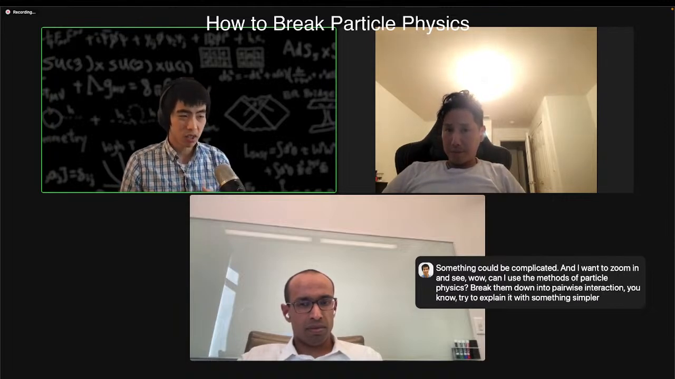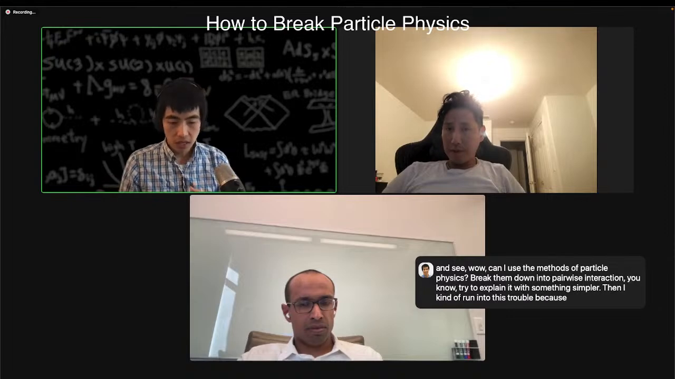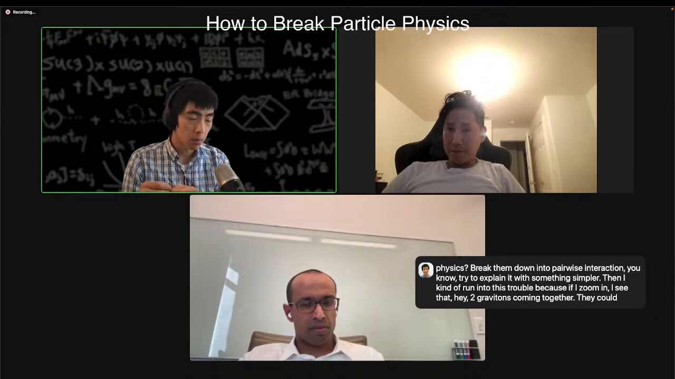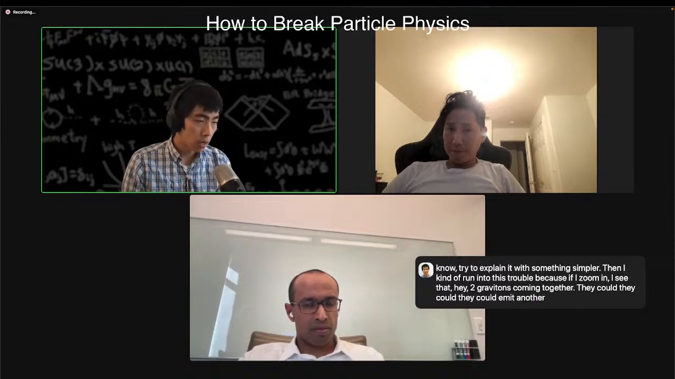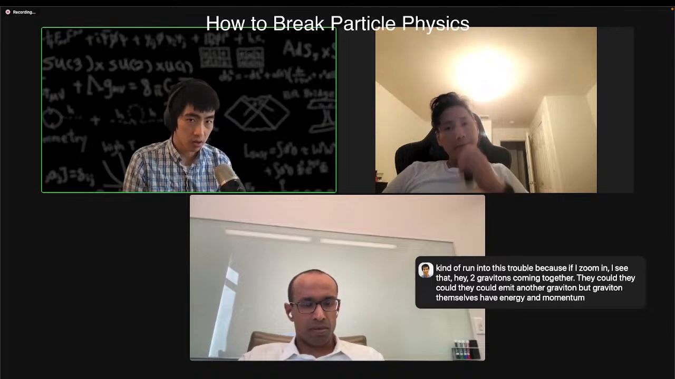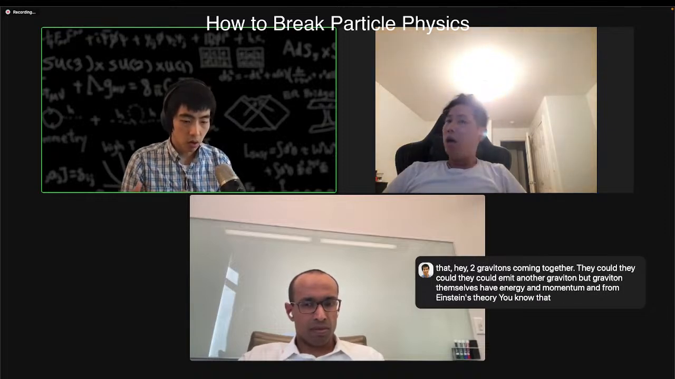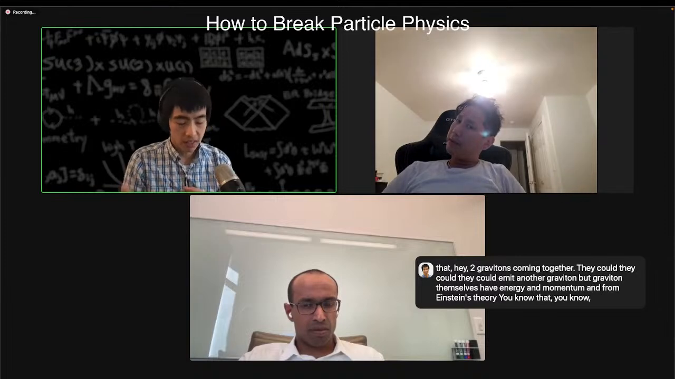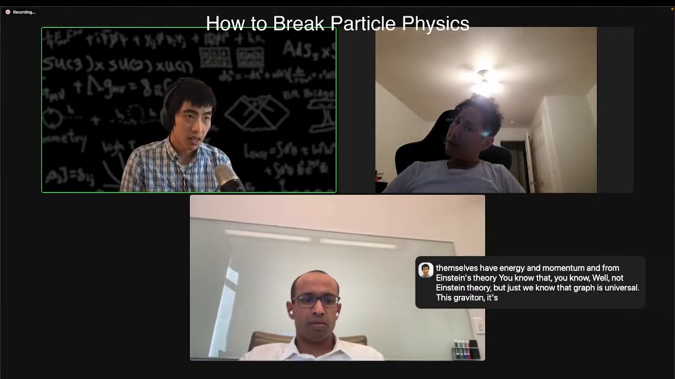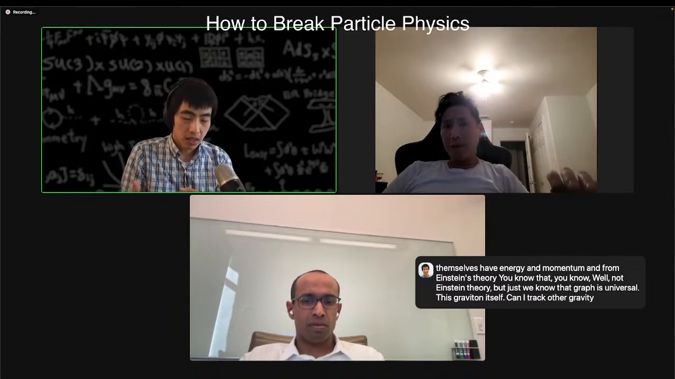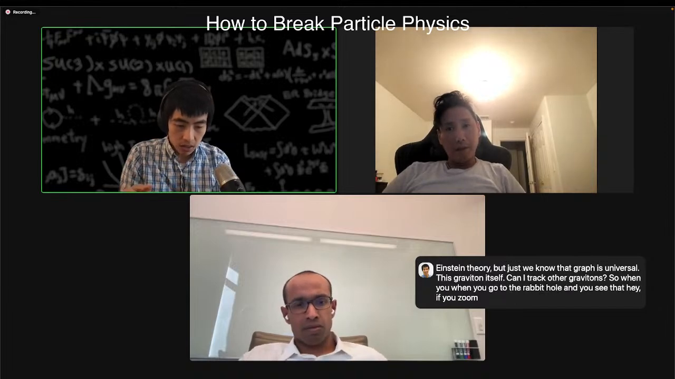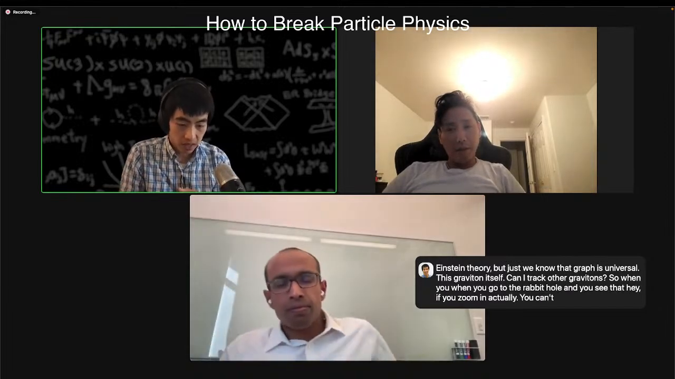Then I run into trouble, because if I zoom in, I see that two gravitons coming together could emit another graviton. But gravitons themselves have energy and momentum. And, well, we know that gravity is universal. This graviton itself can attract other gravitons. So when you go down the rabbit hole, you see that if you zoom in, actually, you can't just break them down.